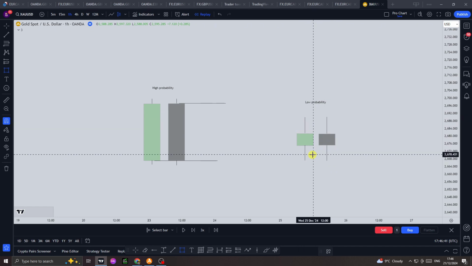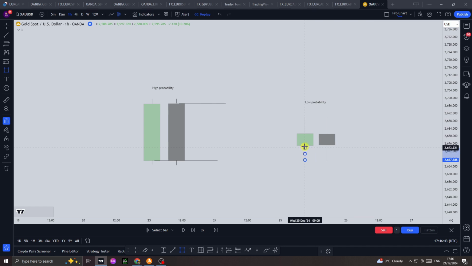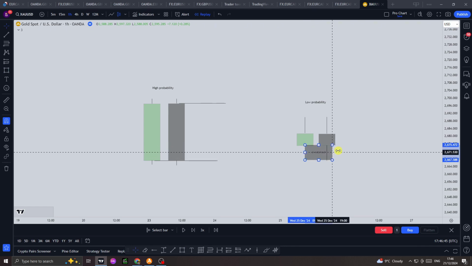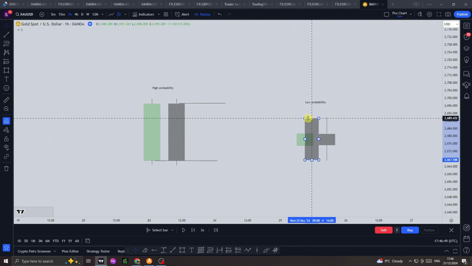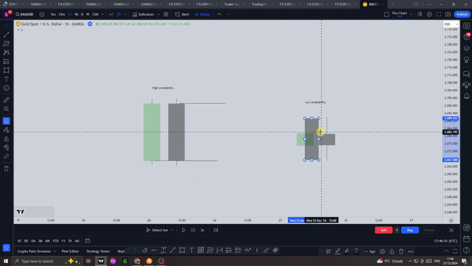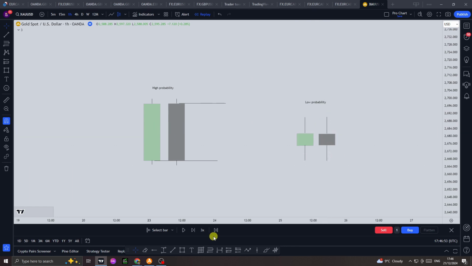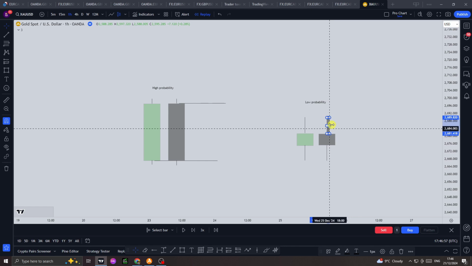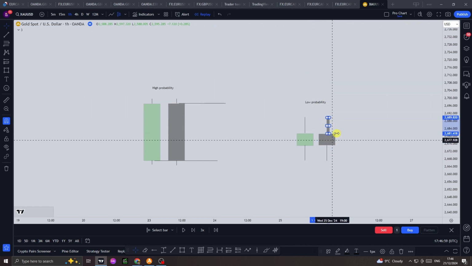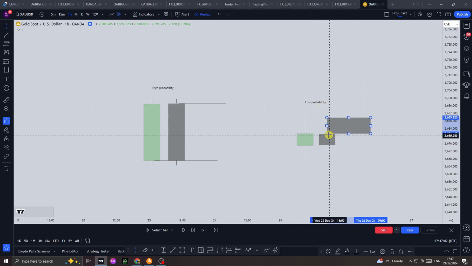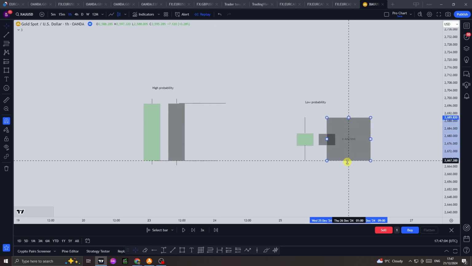The difference on the low probability order blocks is the fact of there's more wicks. What I personally do is use either the wick to the open for the bearish order block for price to trade into, or the entire candle. It's up to you. The same with this bullish order block. We would want price to trade back into this using the wick to the open or using the entire candle.